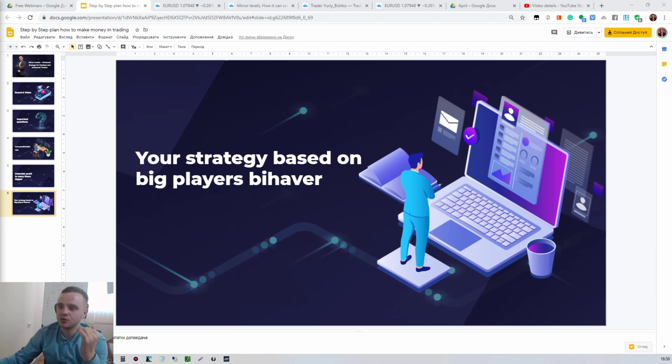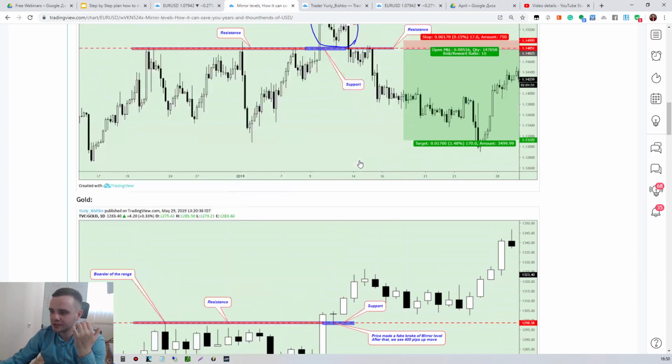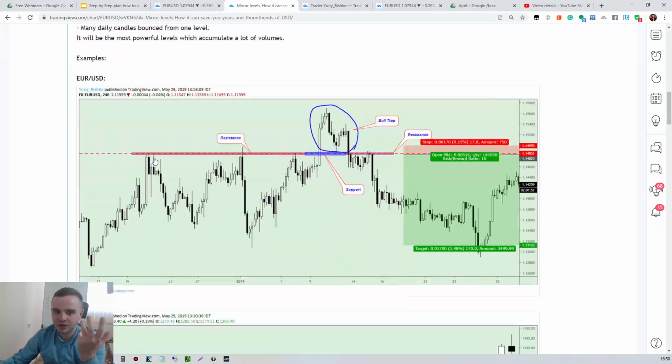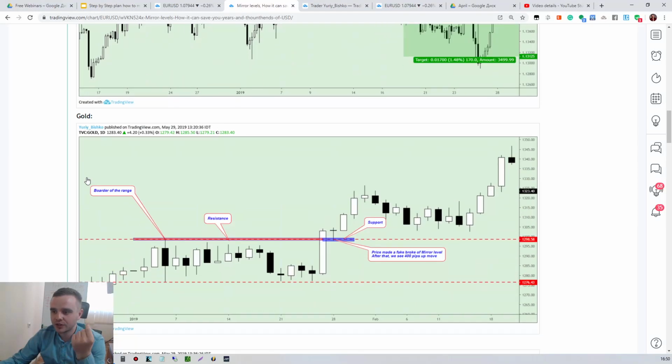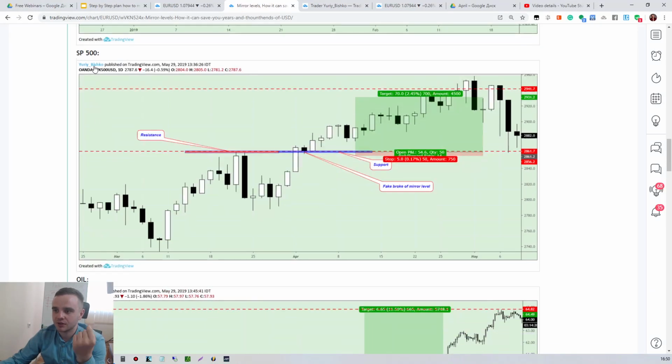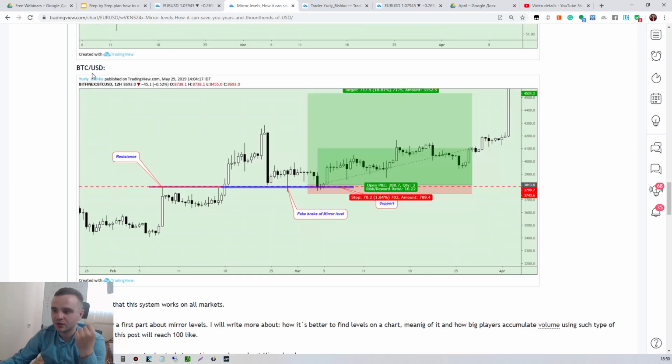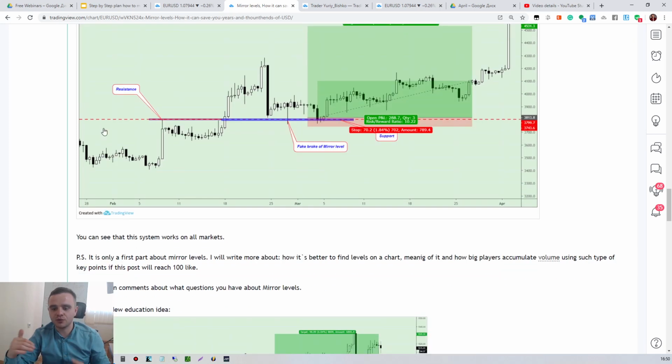This strategy, as you can see, when we covered all these mirror levels and false breakout, works on all markets. Take a look: Forex, commodities, indexes, oil, crypto. As you can see, it works everywhere.